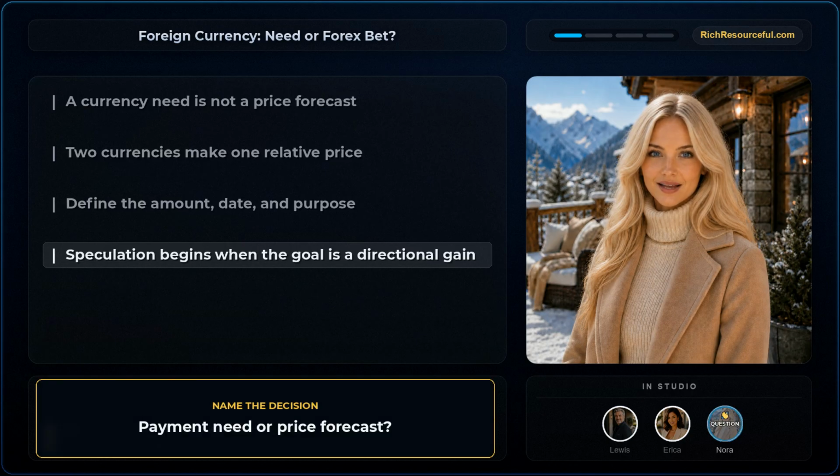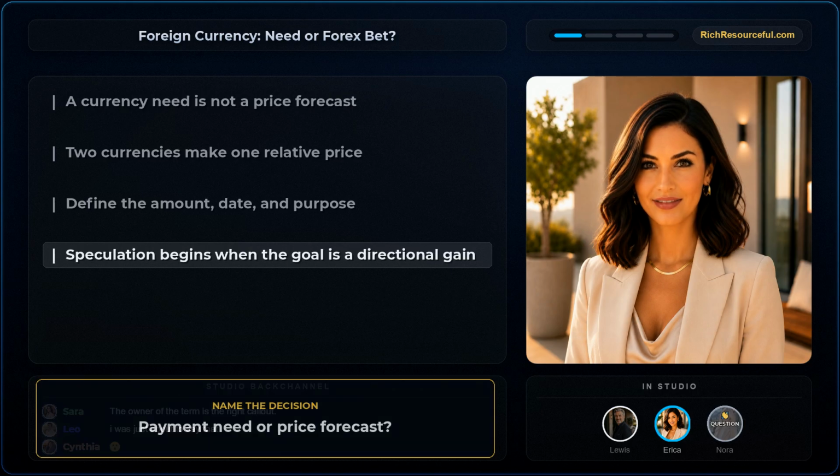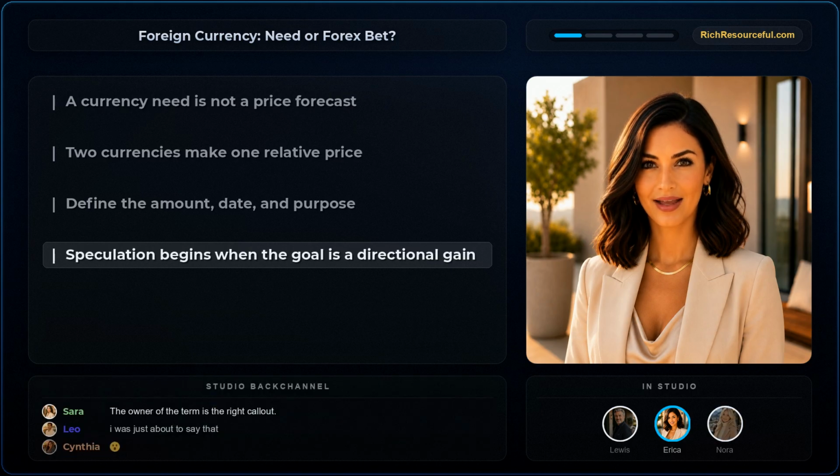Before you compare a rate, which sentence describes you? I've a payment with a date, or I'm making a price forecast. Keep that answer visible as we move into cost. Next, why the exchange rate on a screen can be true and still not be your final cost.